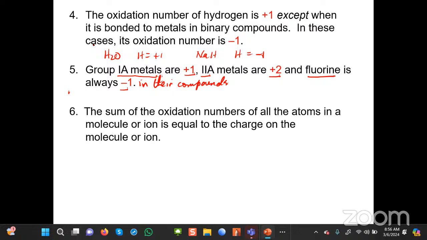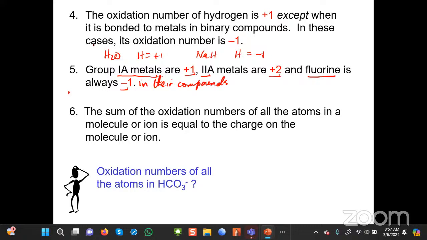What's the next one? Rule number 6. Rule number 6 is very helpful because you can use it to determine the oxidation number of all other elements that cannot be determined by the previous rules. Basically, what this rule says is that the sum of the oxidation numbers of all the atoms in a molecule or ion is equal to the charge on the molecule or ion. And I think I have an example of this lined up.